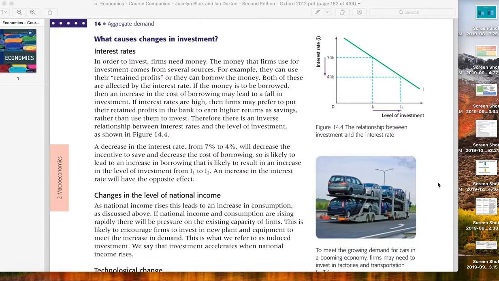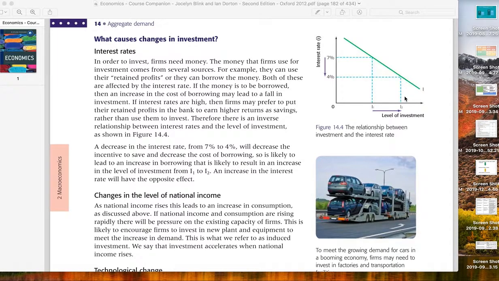If the money borrowed has a higher cost, it's going to lead to a fall in investment. You're probably not going to be investing in as much stuff. If interest rates are high, then firms might prefer to put their retained profits in a bank, so you're not going to be buying that machinery and investing more. A decrease in interest rates from 7% to 4% will decrease the incentive to save. That decrease means a lower cost of borrowing, so it's more likely that you're going to borrow. So you're going to have an increased investment level from I1 to I2.